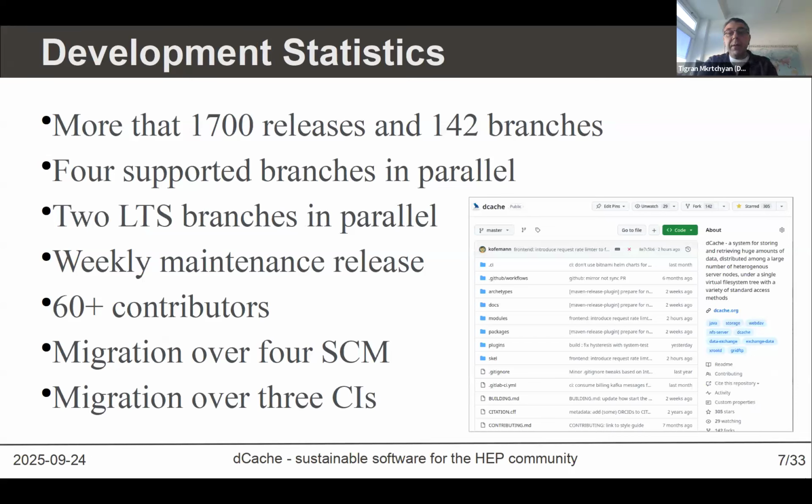So over the last 25 years, dCache grew significantly. In these 25 years we did more than 1,700 releases. We have 142 branches, and we have weekly releases. We have 2 so-called long-term or golden release branches that we maintain in parallel, so they get updates for 2 years, which was in the past bound to LHC shutdowns and running periods. And we have more than 160 contributors from different institutions.